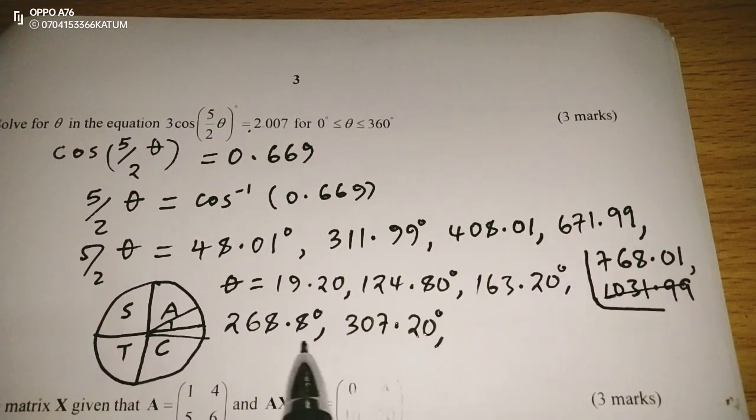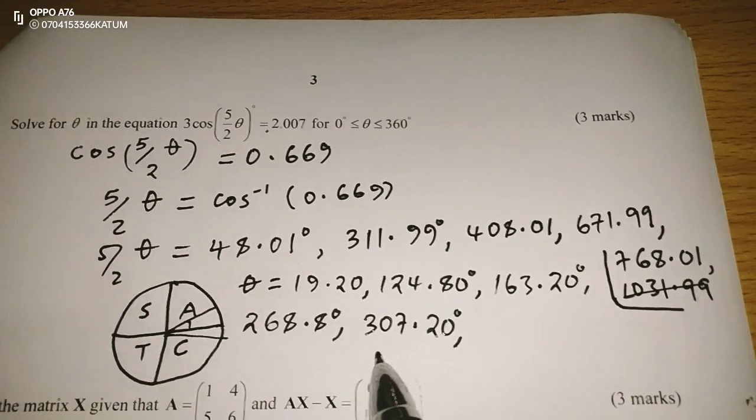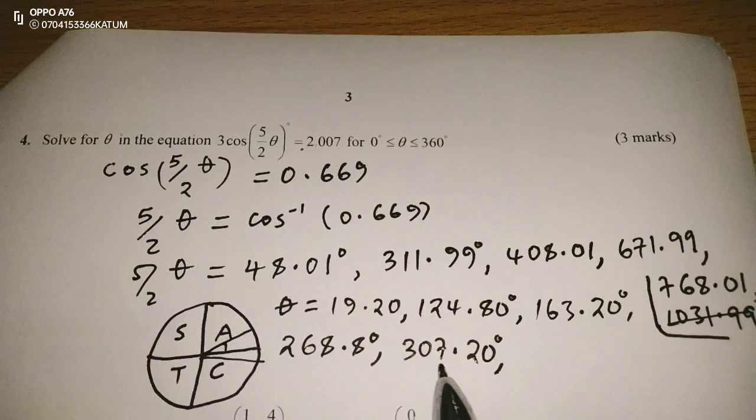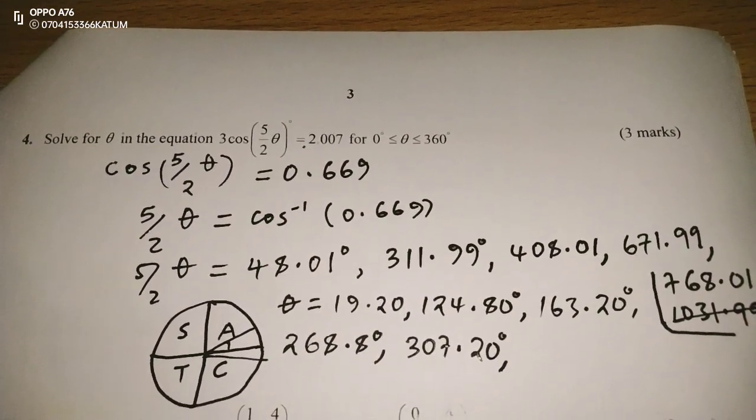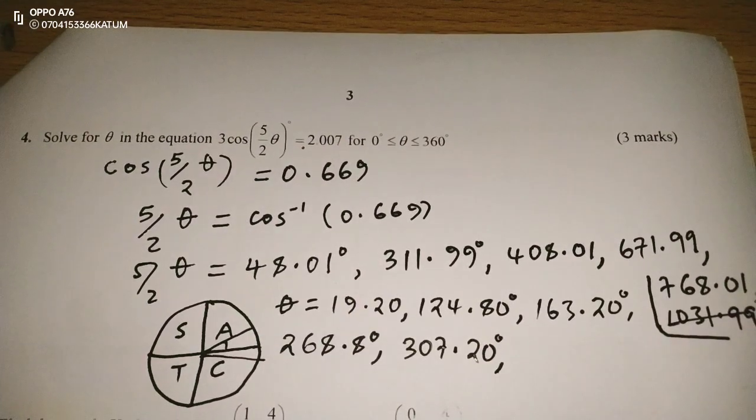So these are the only angles which are within 0 and 360. So that is how we operate such a trigonometric equation.